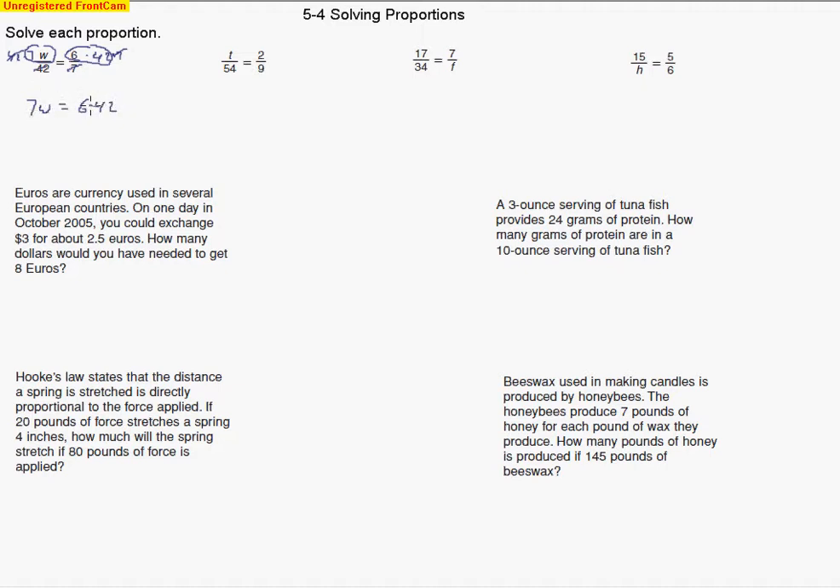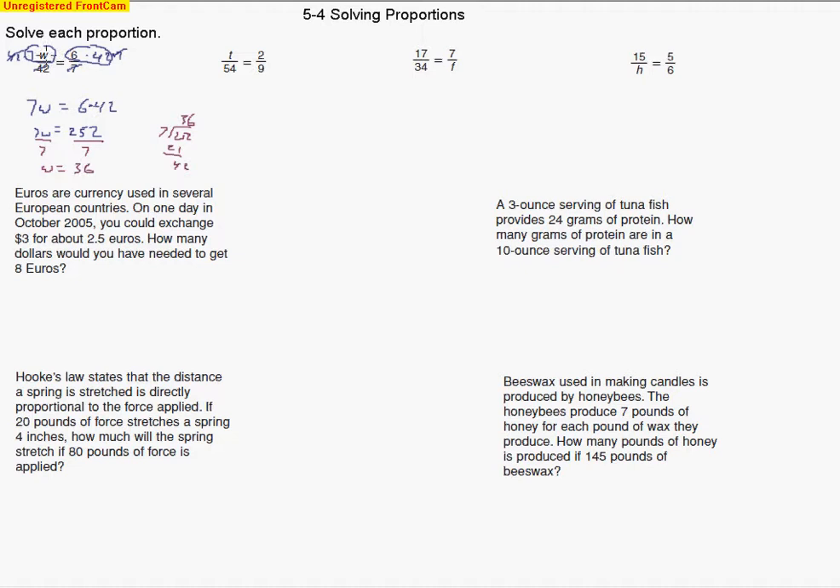Now I'll go ahead and multiply the 6 and the 42. 6 times 2 makes 12. 6 times 4 makes 24, plus 1 makes 25. And this all equals 7W. All you have to do from there is divide by 7, and that gives us our answer. So W equals 252 divided by 7. 7 goes into 25 three times, with 4 left over, and 7 goes into 42 six times, so 36 would be our answer.